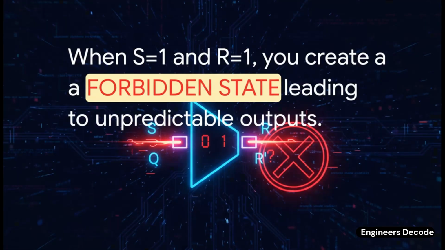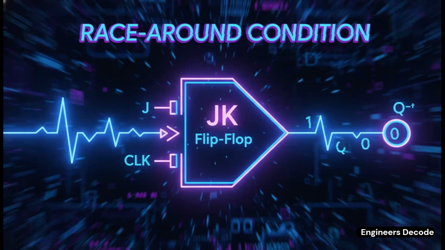There's a fatal flaw. What happens if you make both S and R equal to 1? You get the forbidden state. The output goes haywire. It's totally unpredictable. It's a huge no-no. Okay, so then came the JK flip-flop to try and fix this.